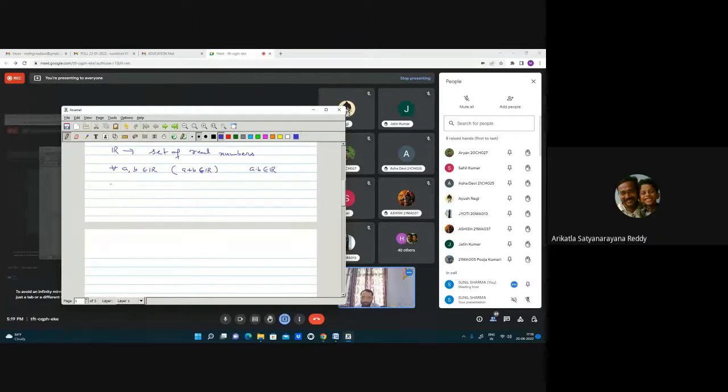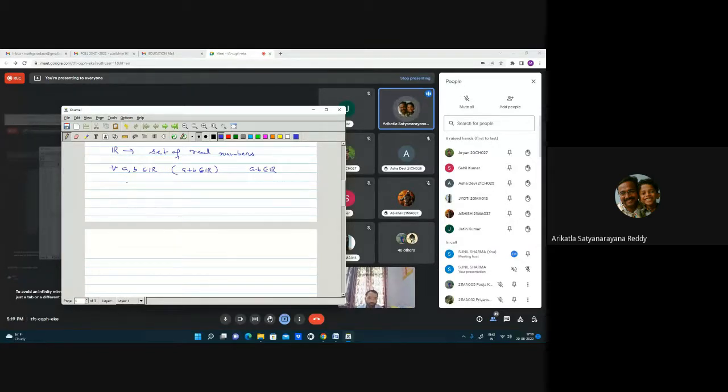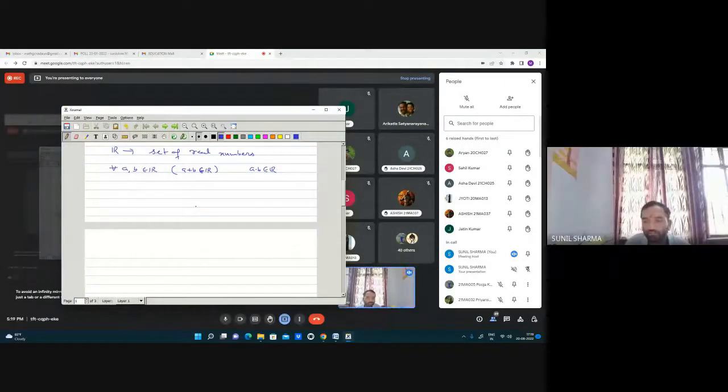Can somebody tell us more properties? So, A and B are two real numbers, A plus B is a real number, and the product of two real numbers is a real number. Do you want to add any more properties? Anyone? Add fast. Yes, Asha Devi.